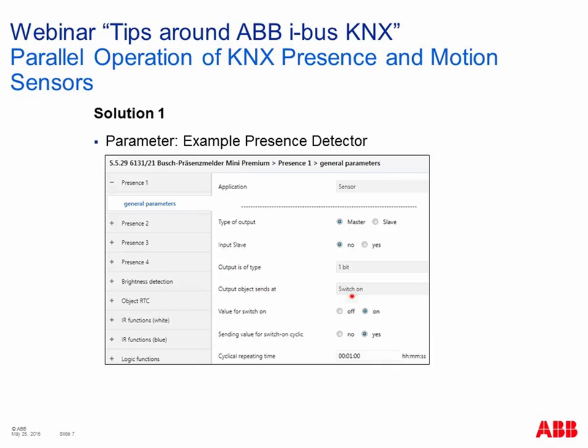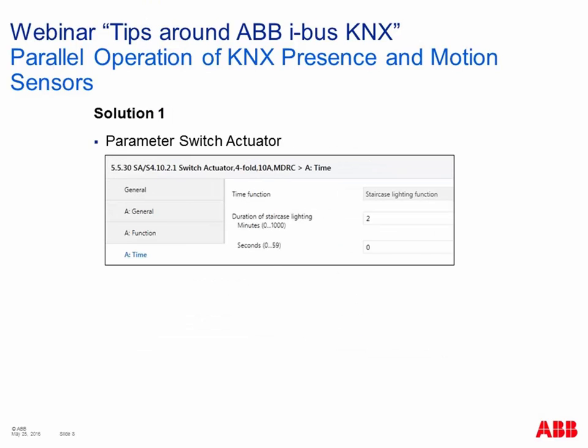The output object sends at switch on, so in case of detection of movement, an on telegram, and cyclical sending, every minute of course. Then for the staircase time of the actuator, of course you have to adjust the time as well. In this case it has to be greater than this 1 minute time of the sensor, and we adjust, for example, 2 minutes here. So after 2 minutes with no movement, the light will be switched off.